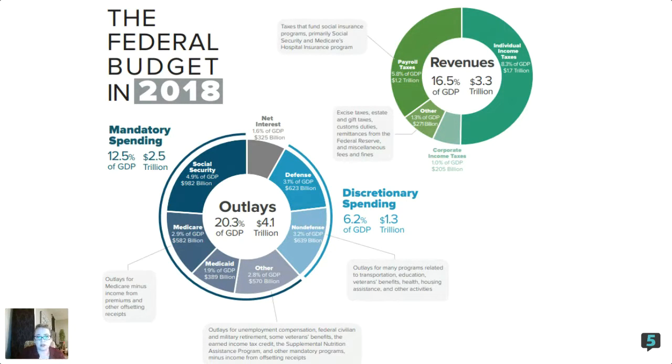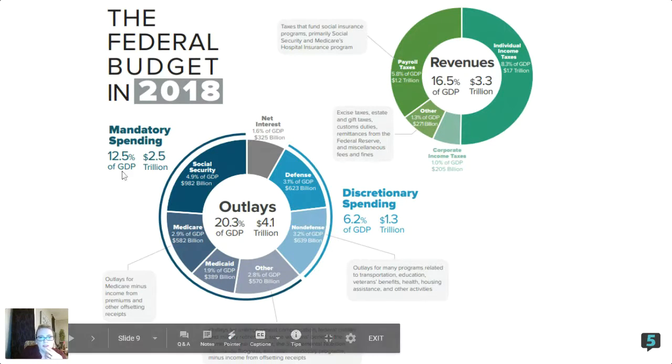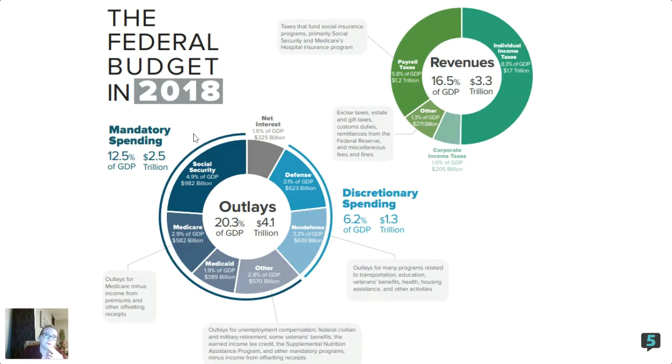the interest payment on the debt is growing too, and that's something that is not listed here as mandatory, but it is. It's a mandatory spending item. Okay, they kind of left that out of the mandatory part, but it is.